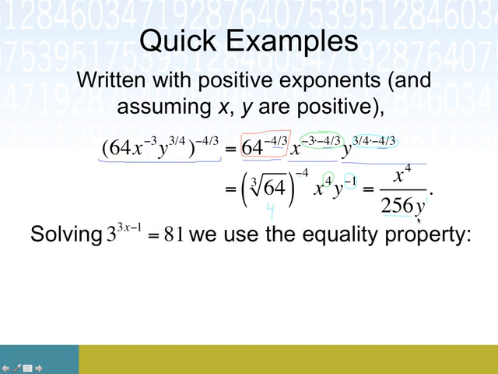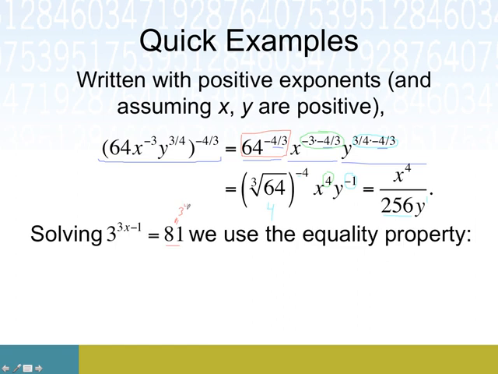Another example using not just simplifying an expression, but trying to solve an equation. We've got 3 to the 3x minus 1 equals 81. And again, we've got logarithms, which we'll make use of in the next section. But here we can actually make some progress just based on what we've got here. 81 happens to be the same thing as 3 to the 4th power.